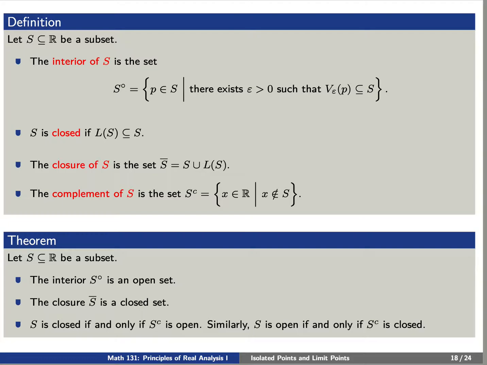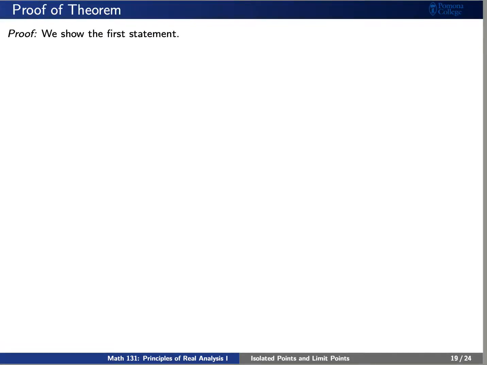We have a theorem that goes as follows. The interior, S circle, is an open set. The closure, S bar, is a closed set. And S is closed if and only if its complement, S C, is open. Let's prove the first statement.